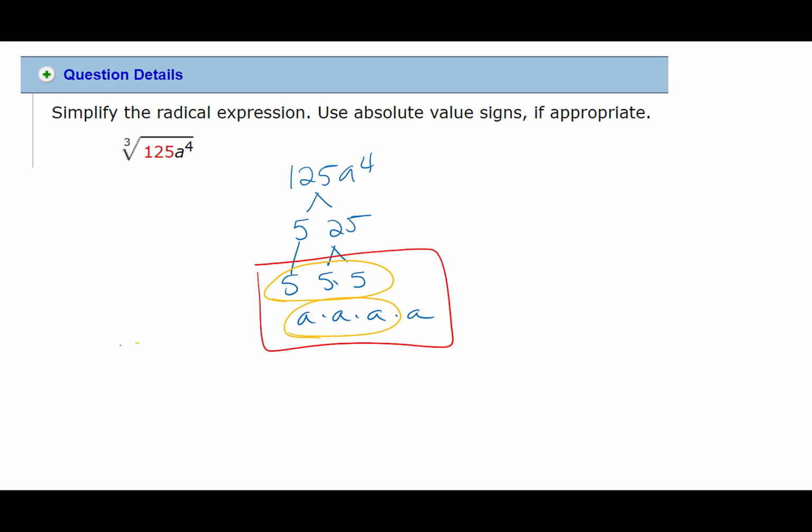The outside of the radical will have 5 times A, which you can just write 5A, cubed root of A, which is that single A left over that stays under the radical. And that's your final answer.